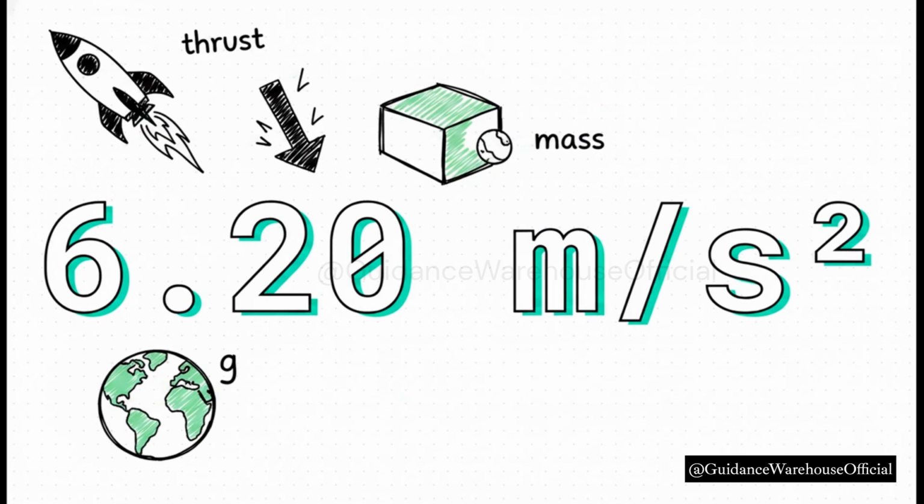Now for the easy part. We just do a little algebra to solve for a, plug in all the numbers from the problem statement, and after we run the calculation, we get our final answer. The rocket's acceleration is 6.20 meters per second squared.